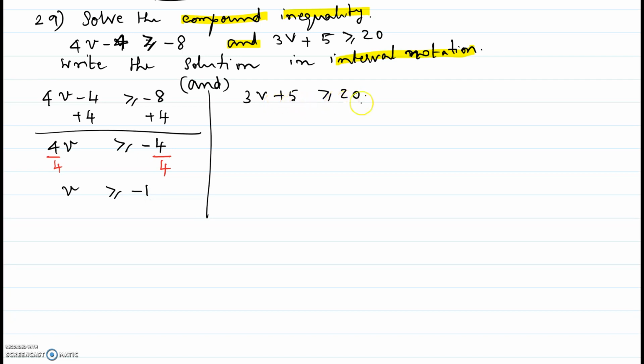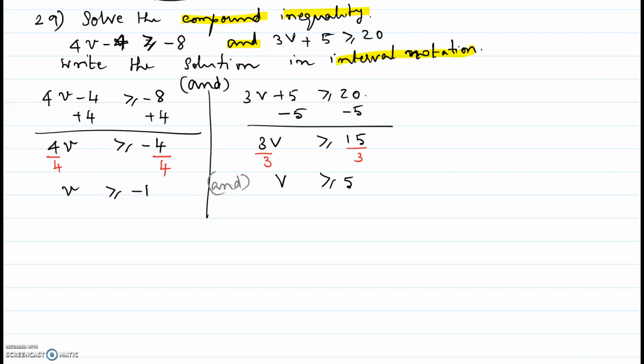3v plus 5 is more than or equal to 20, which is the second inequality. So isolate the v. So subtract 5 on both sides. So you get 3v is greater than or equal to 15. Now you divide both sides by 3. So that will give us v more than or equal to 5. Keep in mind they are connected by the AND compound statement.